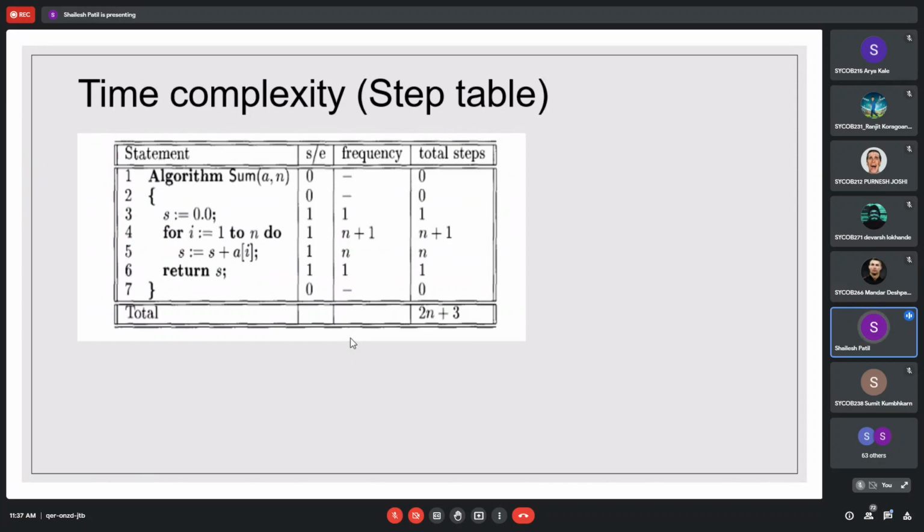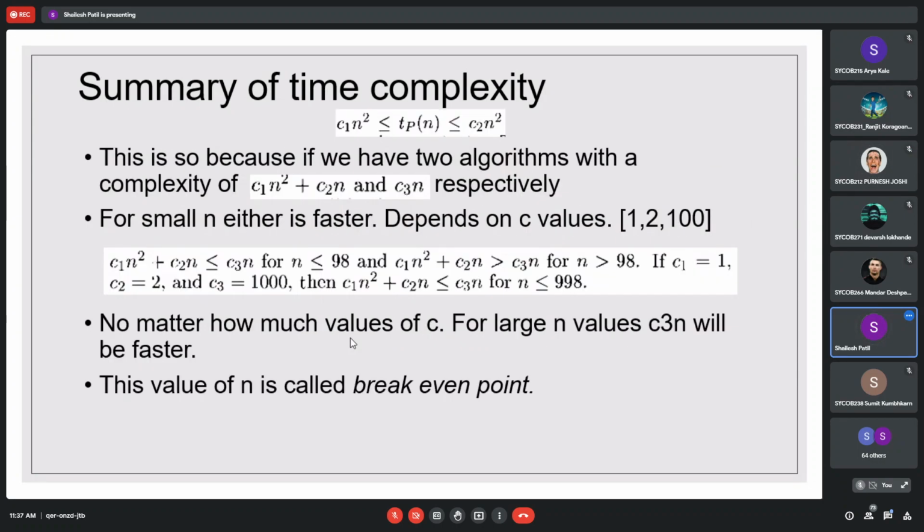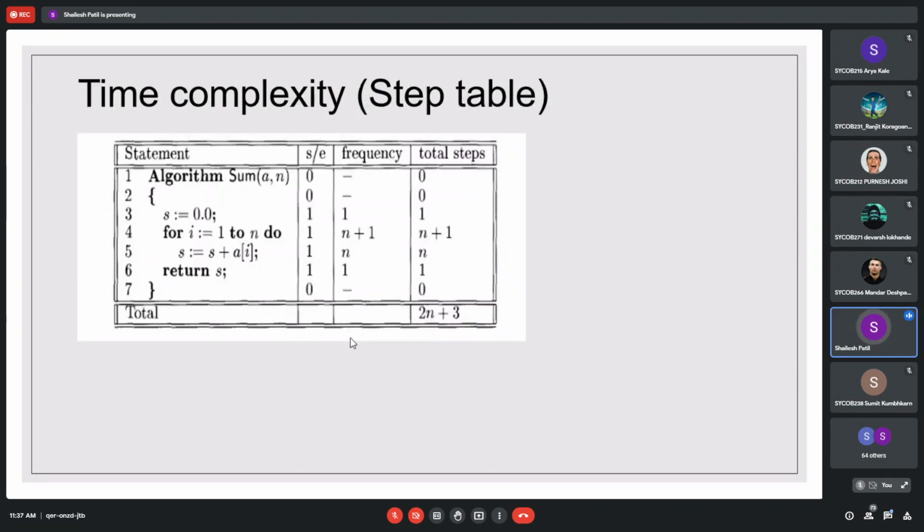So this tabular format we have just gone through. Any doubt in this step table format? No, sir. I think we also considered the step table for matrix addition. Yes or no?